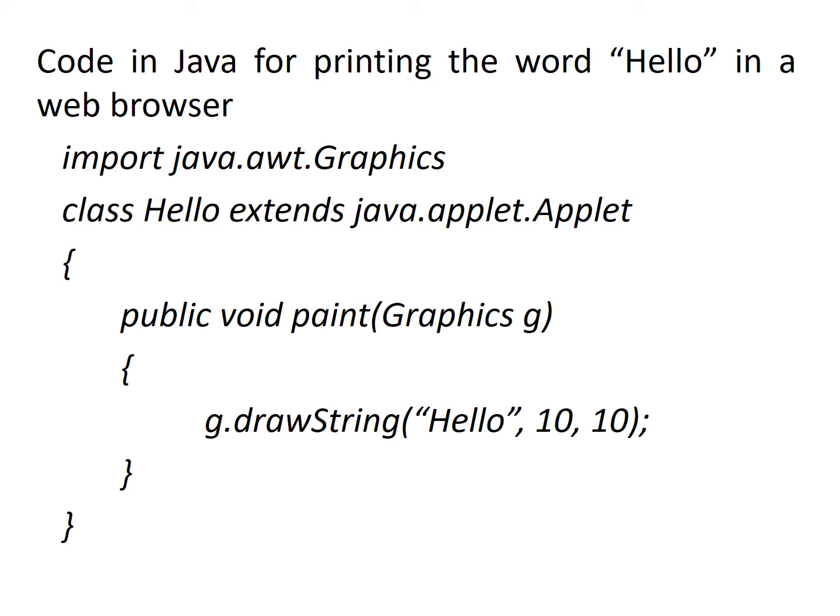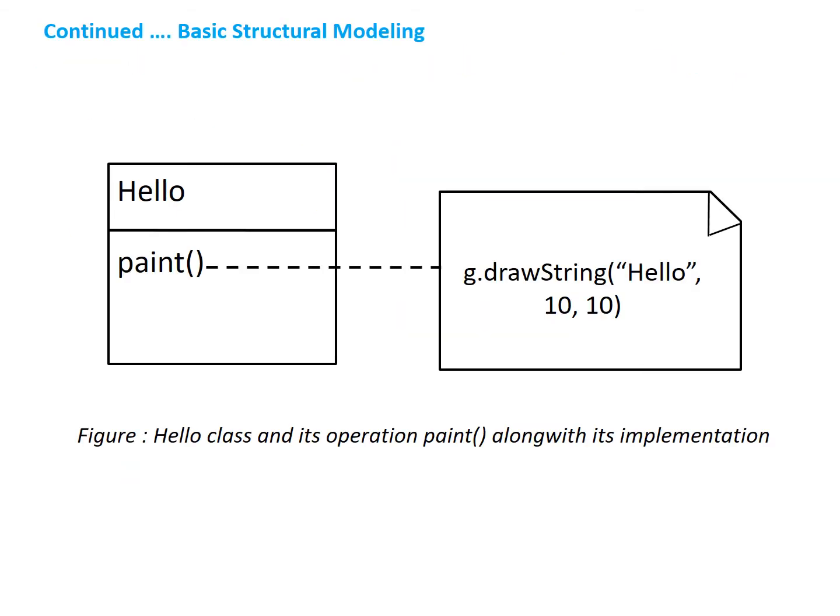After that, the next statement defines the hello class, which extends the applet class, which is available in the applet package. Here we are going to override the paint method, which has one argument of type graphics, and then by using the drawString method, the hello word is printed in the web browser. This figure shows the hello class and its operation paint along with its implementation.